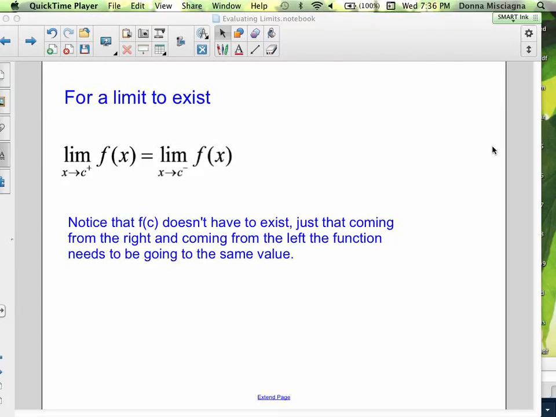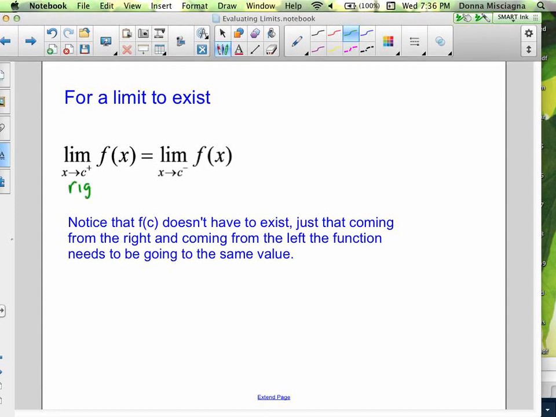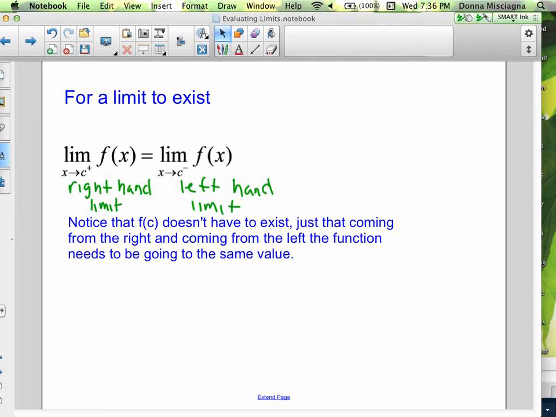Right, so for a limit to exist, the limit of a function as x approaches from the right has to equal the limit of the function as x approaches from the left. Right, so our right-hand limit has to equal the left-hand limit. In other words, we just have to approach the same value coming from the left-hand side and the right-hand side.